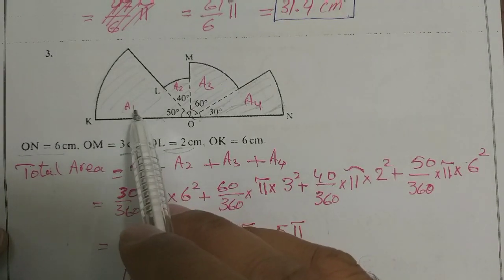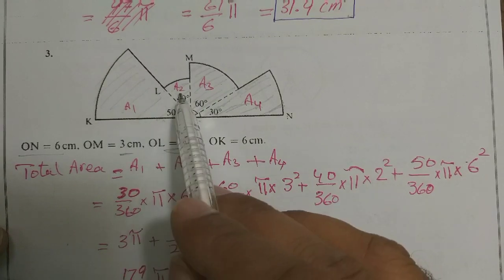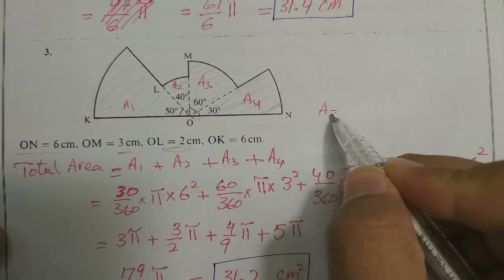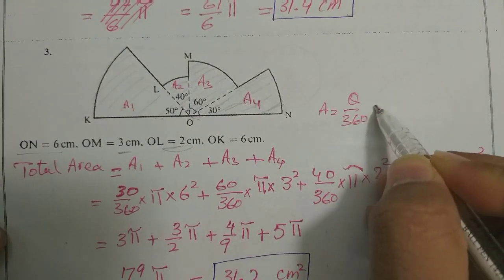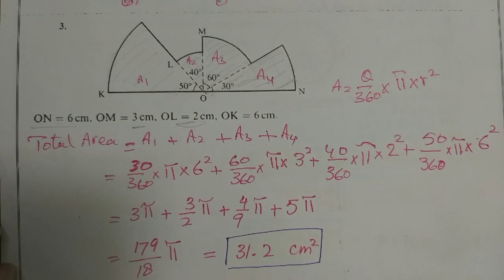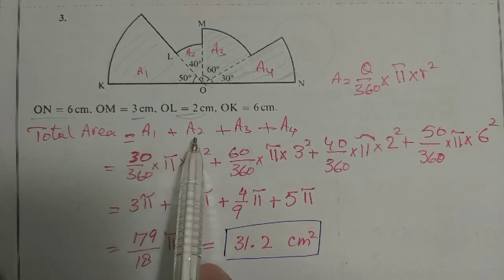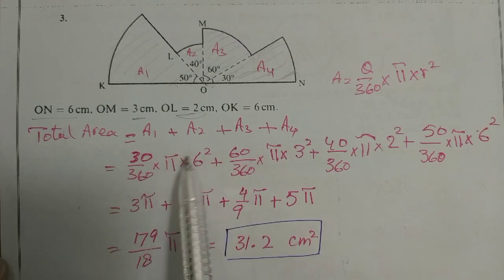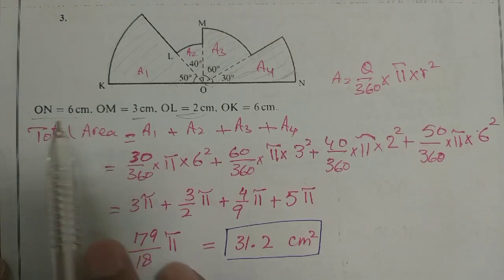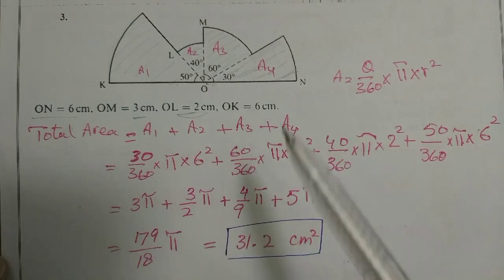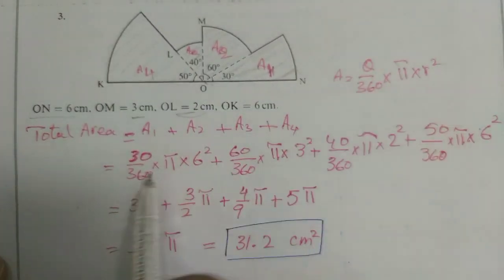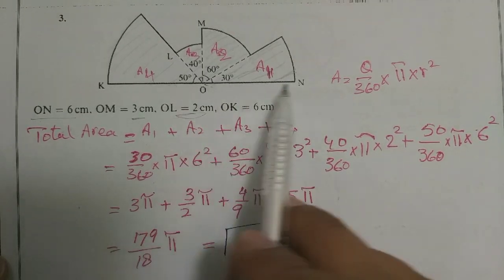So I labeled all the sectors as area 1, area 2, area 3, area 4, so you can find the solution. The formula for area of a sector, again, is theta over 360 times pi r squared. Now here again area 1, area 2, area 3, area 4. Just replace theta by the given angle. Because it started from ON, I'm starting from here. I consider this area 1, this area 2, this area 3, this area 4.